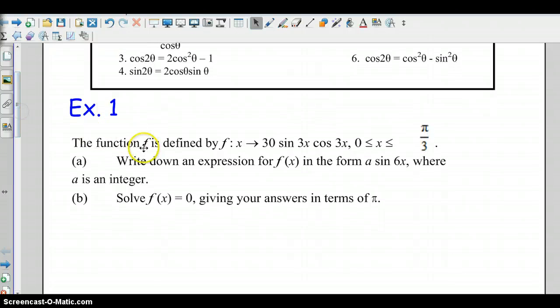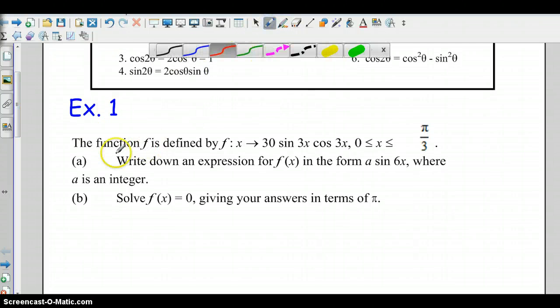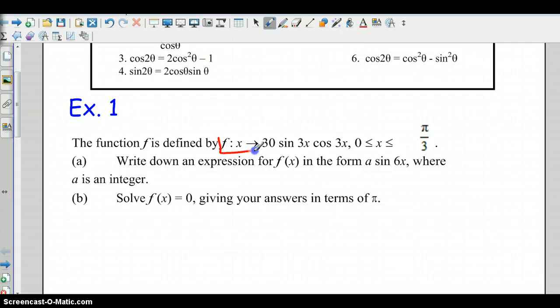We're going to start off with an example where it says the trig function f is defined by f colon x and an arrow. This tends to throw off students. All that means is what you know as f of x. So f with the colon x arrow just means the function f where x maps to this expression right here, 30 sine 3x cosine 3x. In other words, the function f where x is mapping to 30 sine 3x cosine 3x.